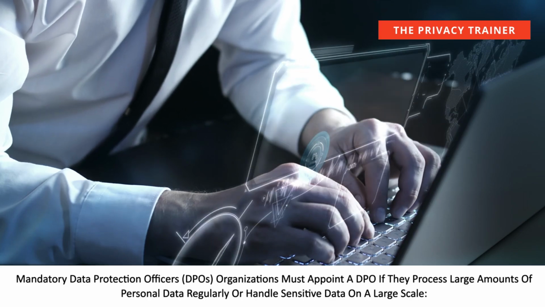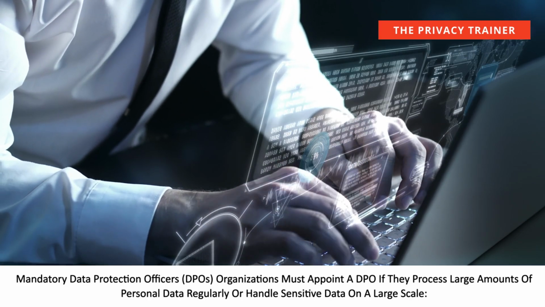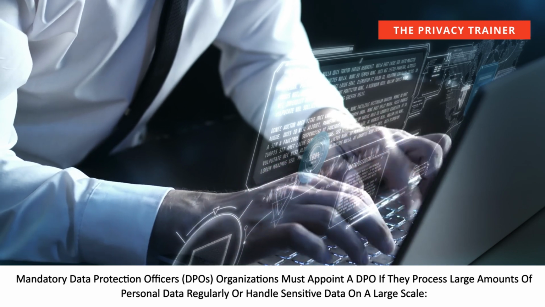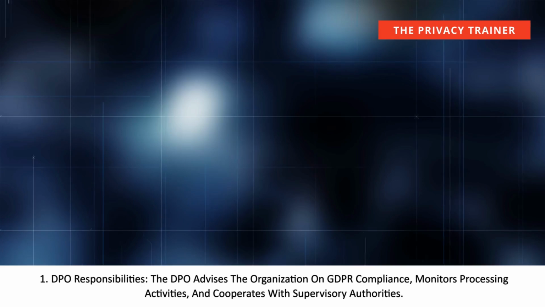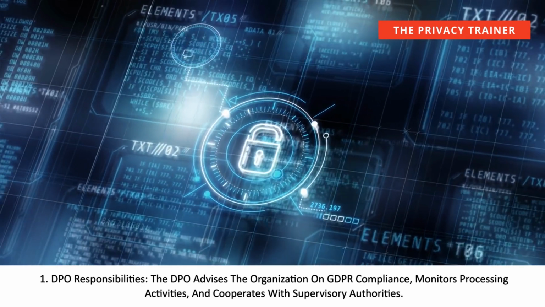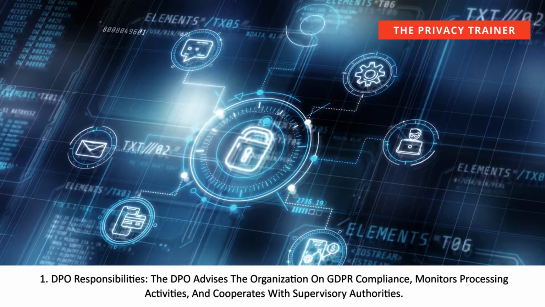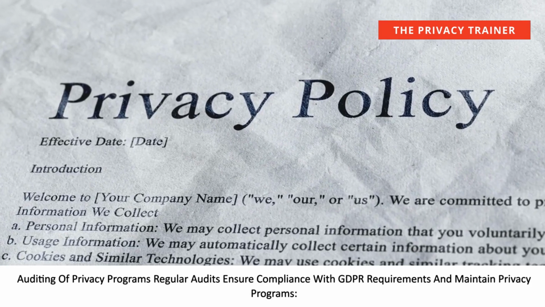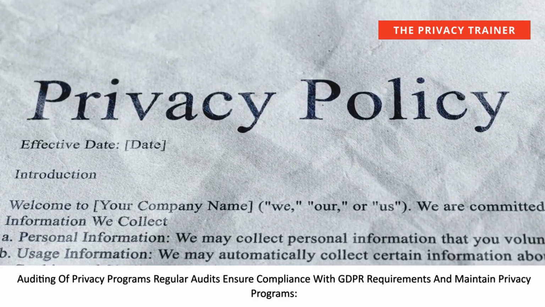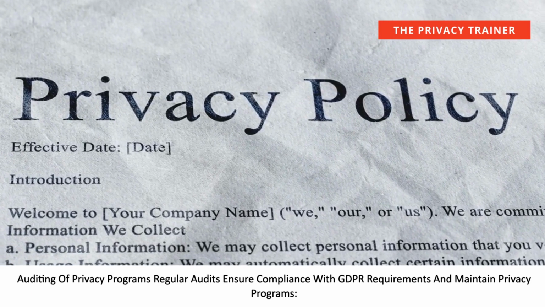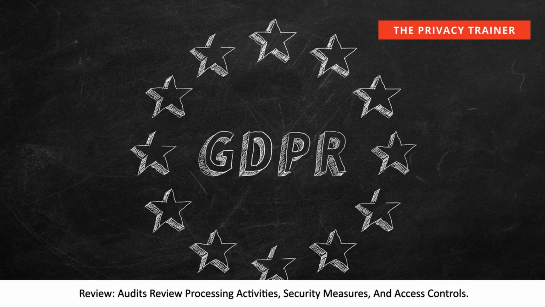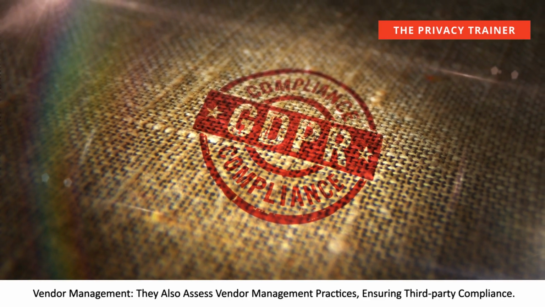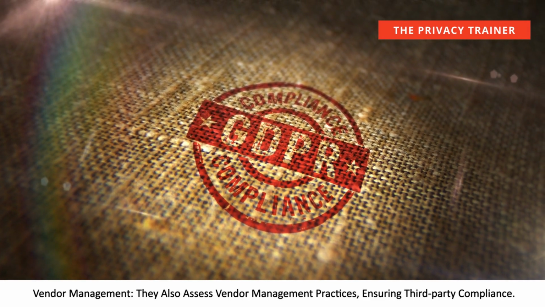Mandatory data protection officers, DPOs. Organizations must appoint a DPO if they process large amounts of personal data regularly or handle sensitive data on a large scale. DPO responsibilities. The DPO advises the organization on GDPR compliance, monitors processing activities, and cooperates with supervisory authorities. Auditing of privacy programs. Regular audits ensure compliance with GDPR requirements and maintain privacy programs. Review. Audits review processing activities, security measures, and access controls. Vendor management. They also assess vendor management practices, ensuring third-party compliance.